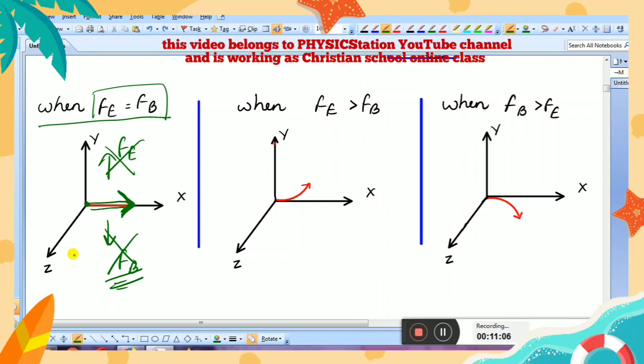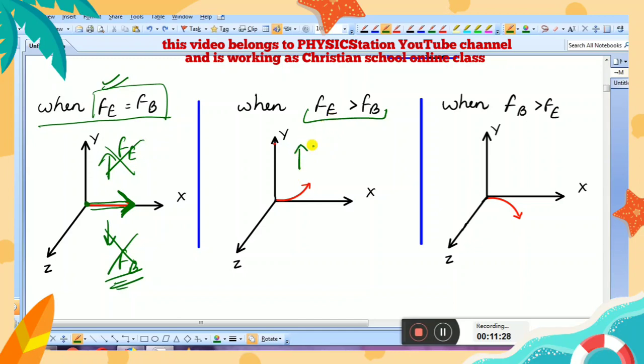Then the direction in which initially the charge was entering in the crossed electric and magnetic field, in the same direction it will continue to move, because Fe is equal to Fb. Let us now take the case when Fe is greater than Fb.